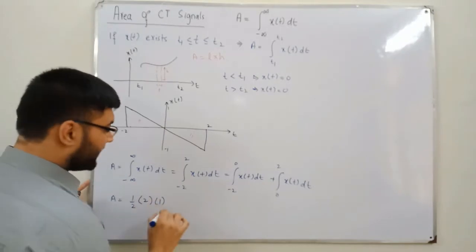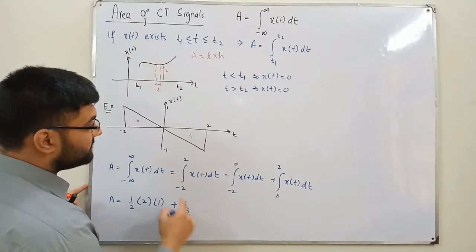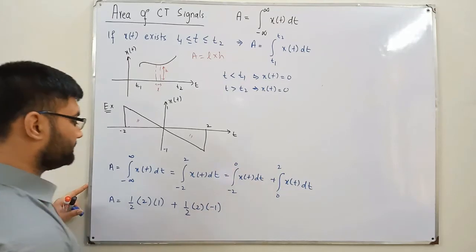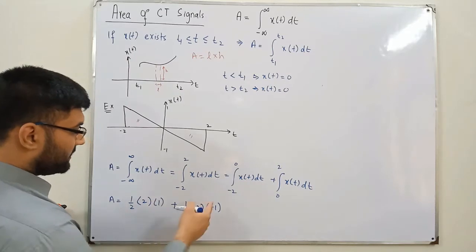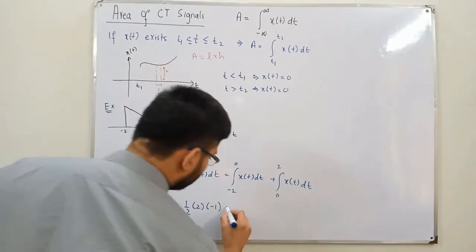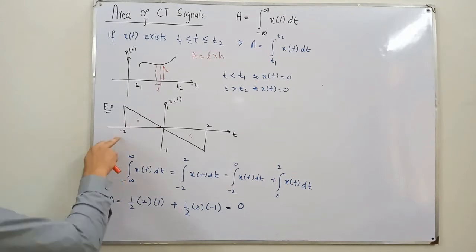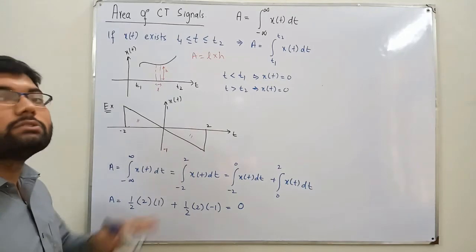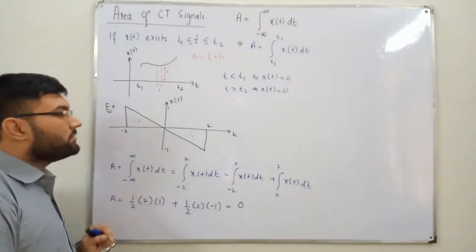Then you have plus from 0 to positive 2: 1 over 2 times the length, which is 2, times the height, which is negative 1. So the 2 would cancel, 1 plus negative 1, so the area is 0, right? The area is 0. Now a question arises. The height over here I took as positive 1, and I did not take the time as negative, while over here I took the time as positive and the height as negative.